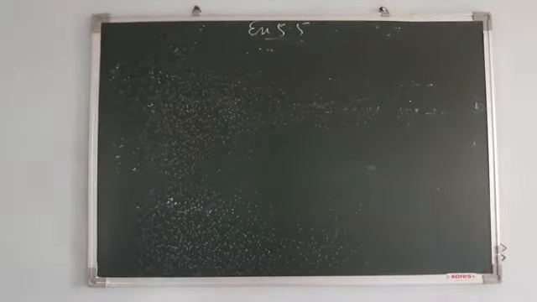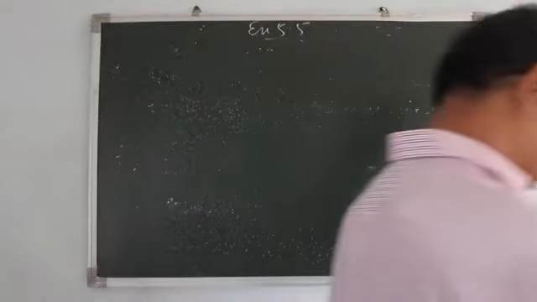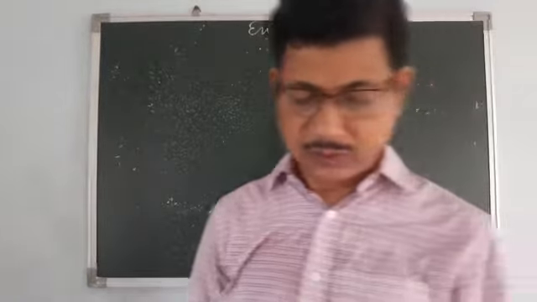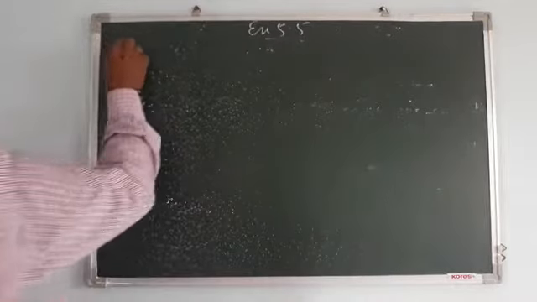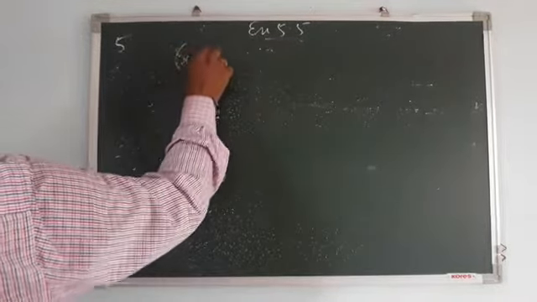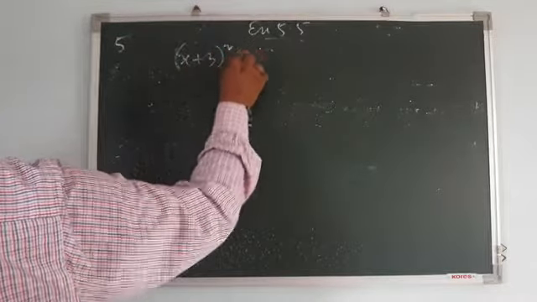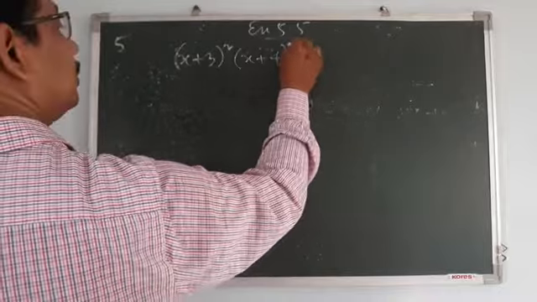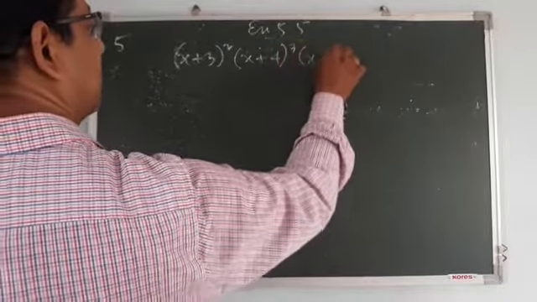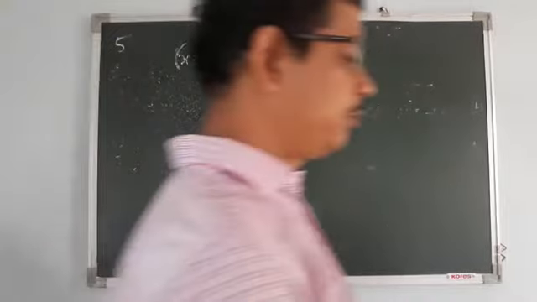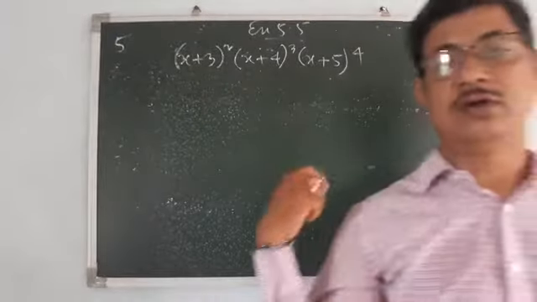Question number 5. It is a big term, all in multiplication form. Here, given x plus 3 whole thing square, x plus 4 whole thing cube, and x plus 5 whole thing to the power 4. You have to differentiate this. We have to find the differentiation of this one.